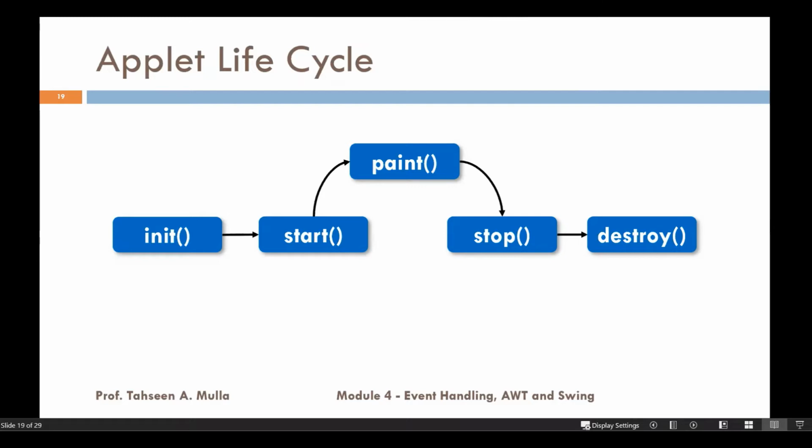This is the actual life cycle of an applet. It has 5 different stages. The first stage is init, which is the initialization. Then it moves on to start, that is your applet being loaded into memory and then started. Then it has a paint method. Whatever the service or business logic you have provided in the applet, it will be executed.